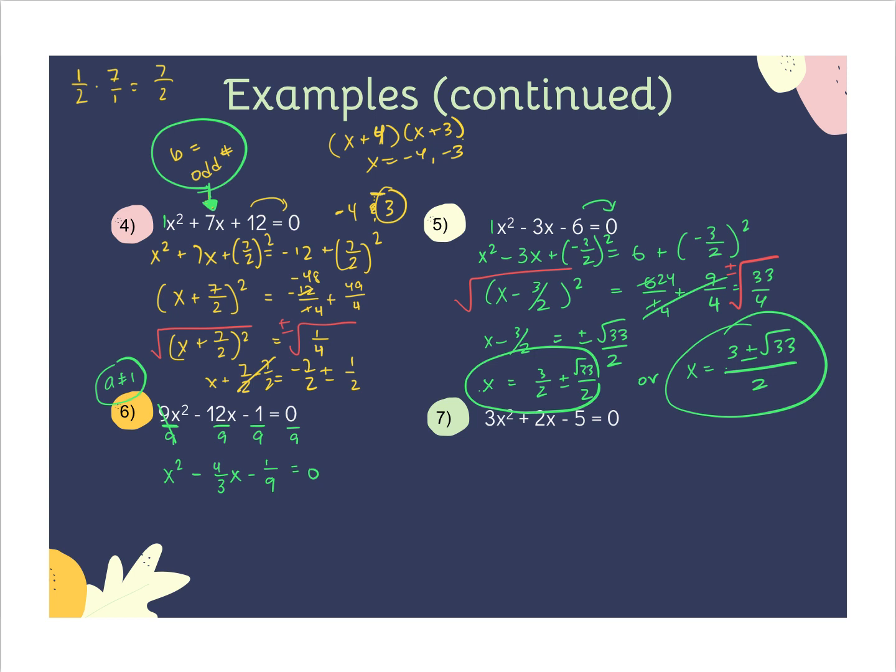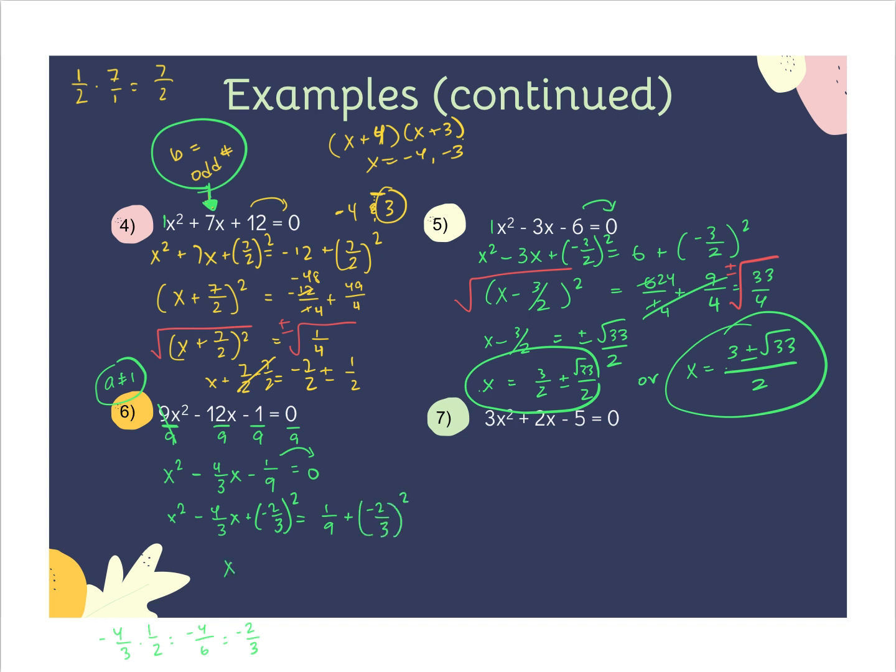So now that I have an a of 1, I'm going to do x squared minus 4/3 x, and I'm going to move the negative 1/9 over to the other side. So that's the same process. I'm still going to take half of negative 4/3 and square it. So negative 4/3 times a half is equal to negative 4/6, which is negative 2/3. So this is going to be plus negative 2/3 squared, and this is plus negative 2/3 squared.